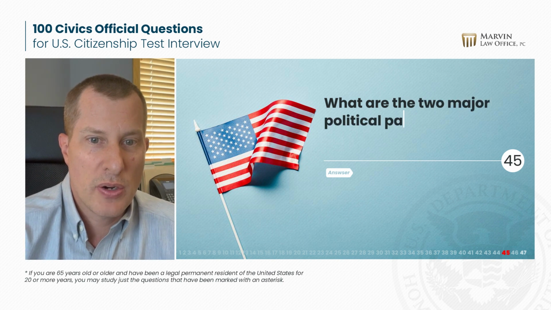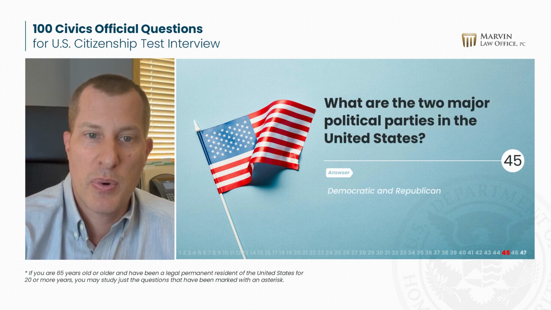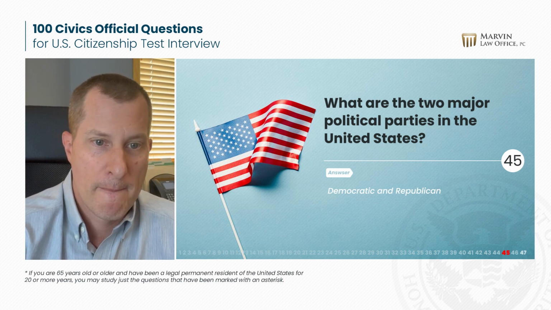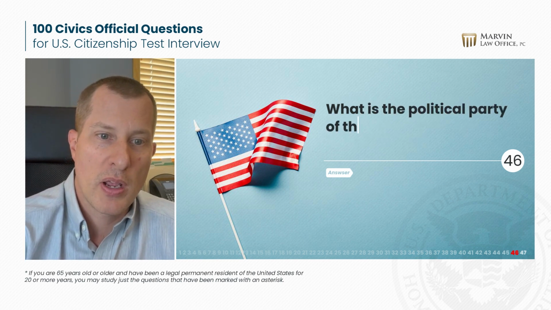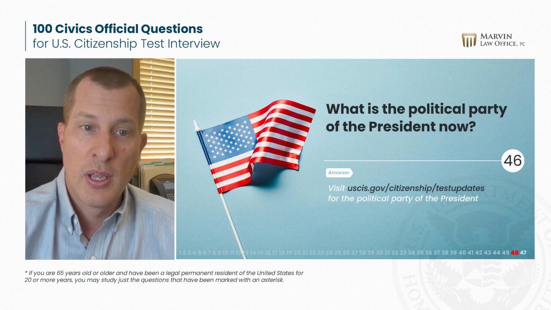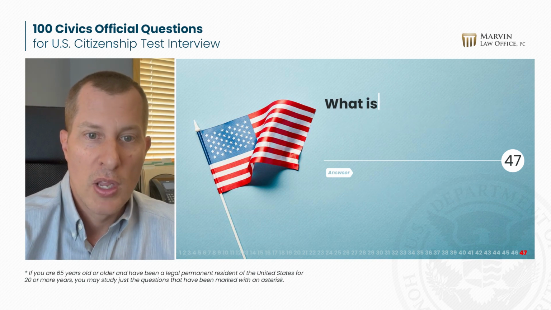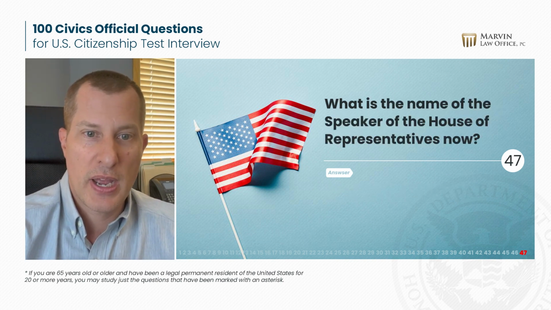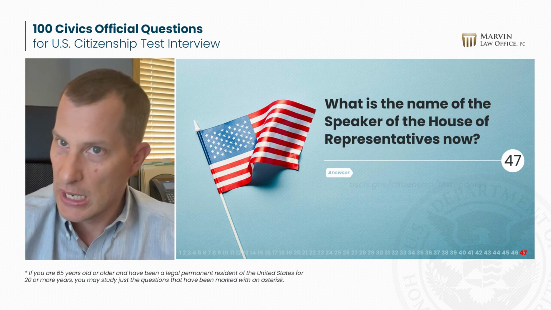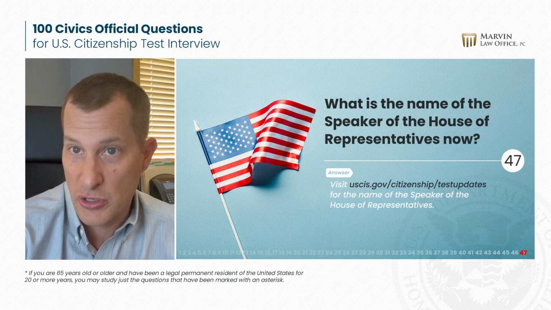What are the two major political parties in the United States? Currently, the Democratic Party and the Republican Party. What is the political party of the president now? Again, you got to look it up to find out who your president is. But if it's Biden, it's the Democratic Party. What is the name of the Speaker of the House of Representatives? You got to look that up because that changes every couple of years. That could change technically.